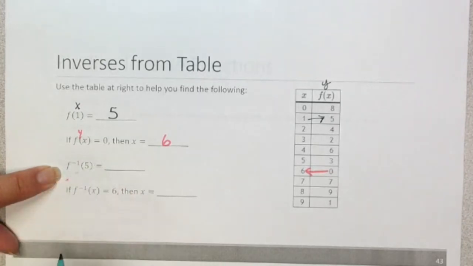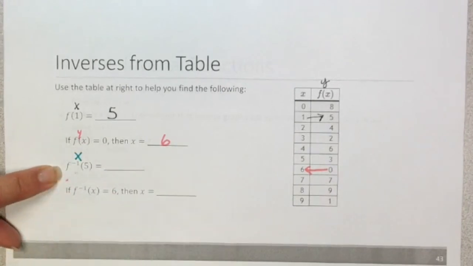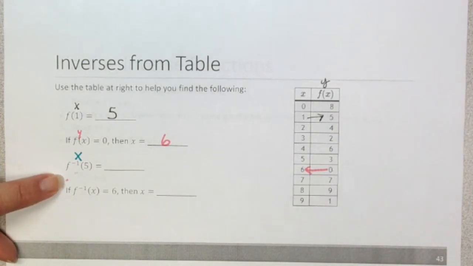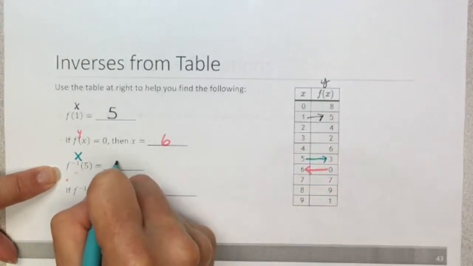That's actually saying that the x is 5. So when the x is 5, what is the y going to be? 3.